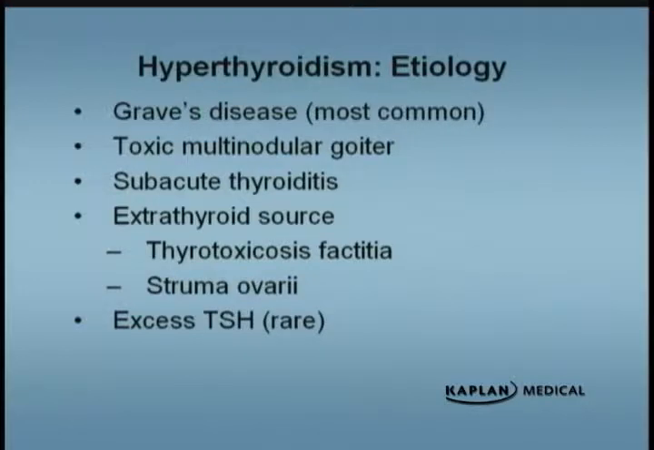And then there are extrathyroid sources, like thyrotoxicosis factitia, where people are taking exogenous thyroid hormones, and struma ovarii, where these people have these tumors. They produce either T3, T4, or TSH, and excess TSH from the pituitary is very, very rare. So I want you to know Graves' disease, the most common one. The second most common one that we see is toxic nodular goiter. And I want you to remember a little bit about subacute thyroiditis and factitious thyroiditis, because they also present with hyperthyroid clinical syndromes.